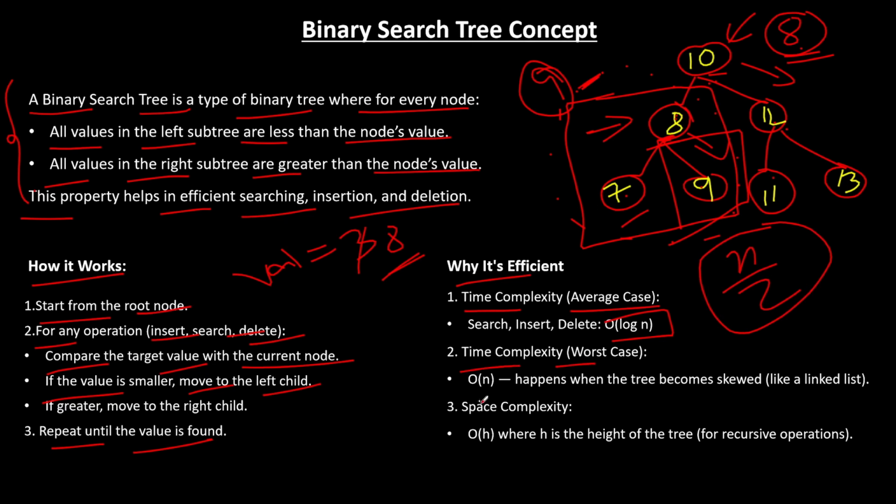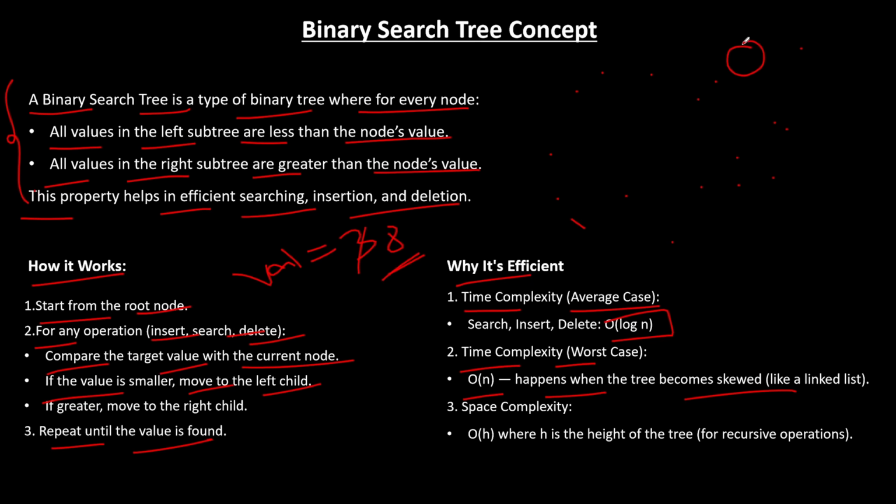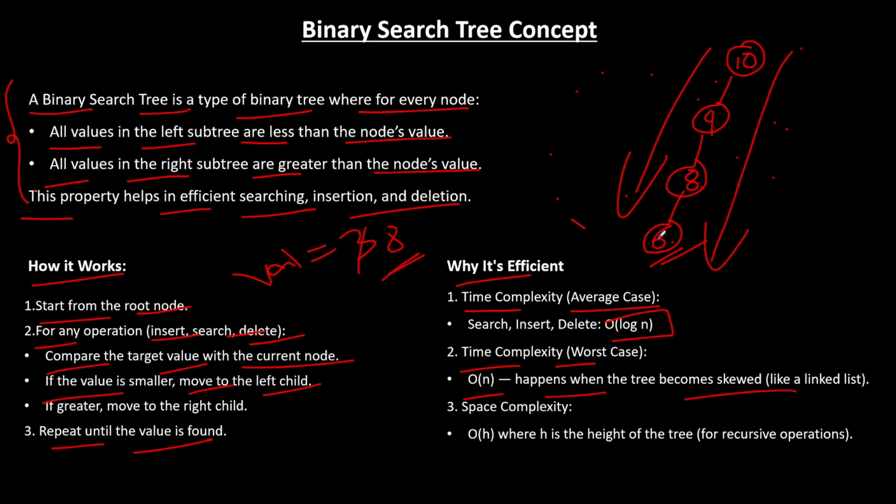And the worst time complexity could be O of n when the tree becomes a skew tree. And what is a skew tree? A skew tree is one where nodes do not have both children. So if this is a skew tree, and suppose you had to find 6 here, you have to traverse the complete tree to get that particular 6. So in the worst case it becomes O of n. And space complexity becomes O of h, where h is the height of the tree, for recursive operations. Okay, that is all about binary search tree here.